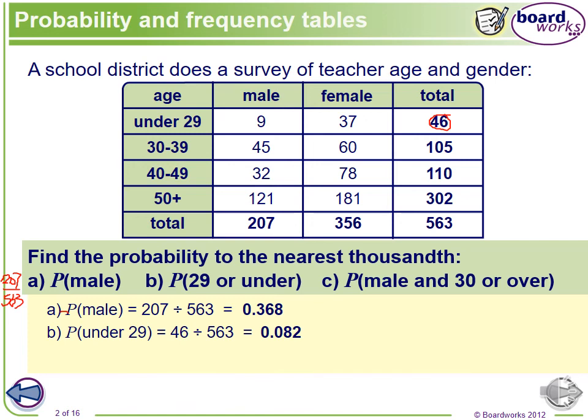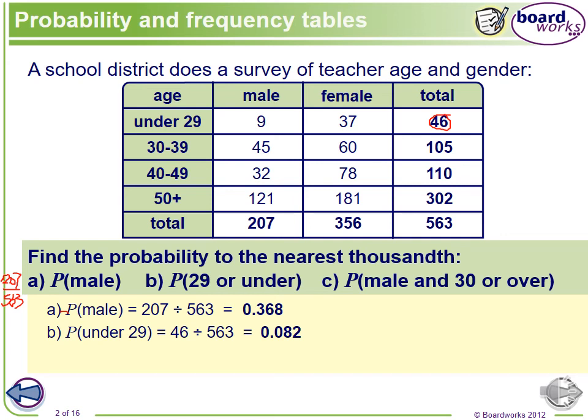Okay, so the last part, part C. Part C is the male and 30 or over. So it has to be both qualified. Both qualified. So let's see the male first. How many male teachers? 207 male teachers in total. We already know it from the first part.